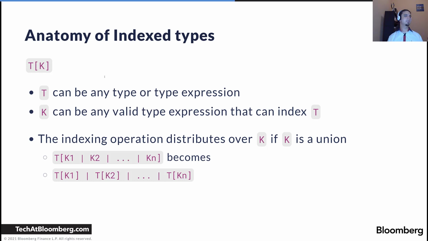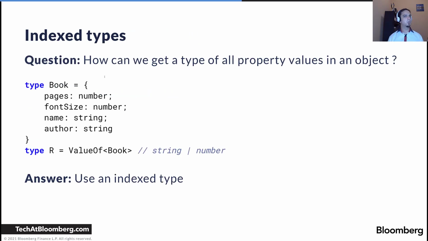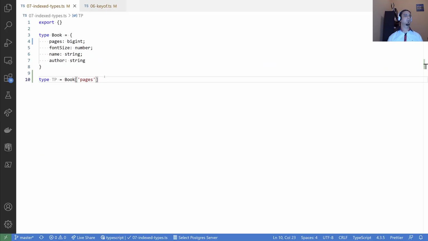So what practical applications are there to this? Well, it actually comes as the answer to our original question. How can we get all the values inside this type? And the answer is we can use an indexing operation that indexes over all the properties of Book. So for example, we can pass in here pages, and we can pass in fontSize, and we can pass in name, and we can pass in author.